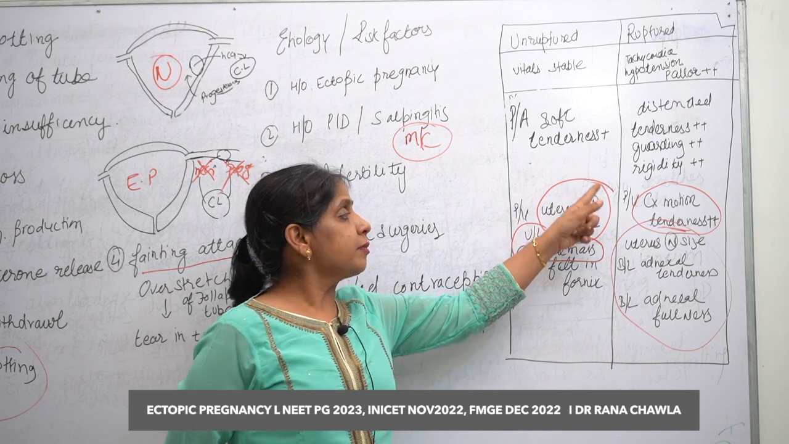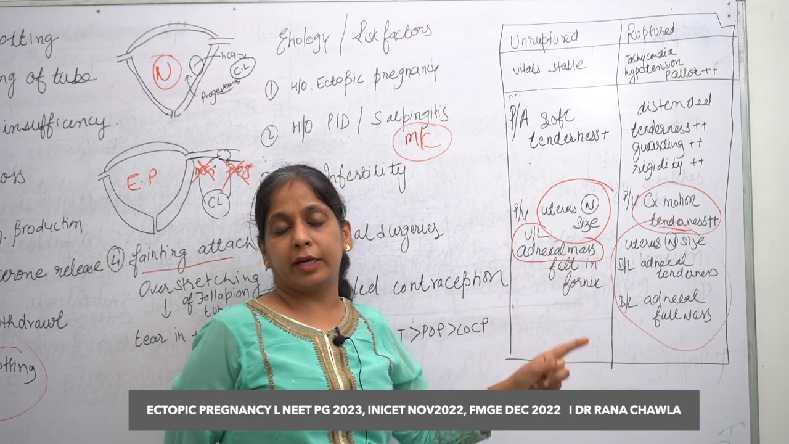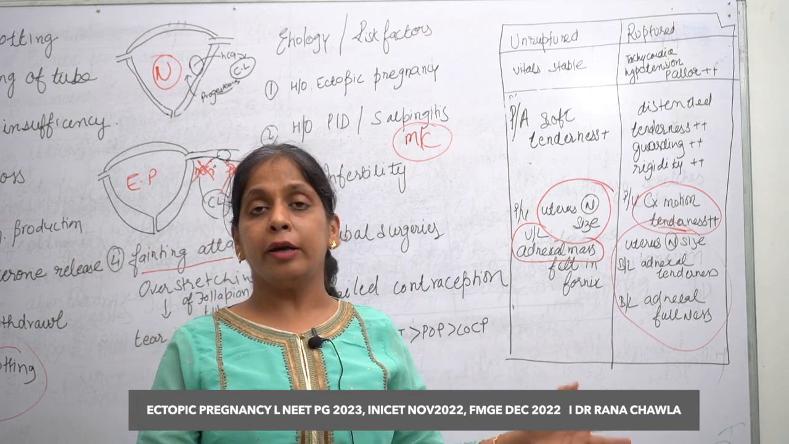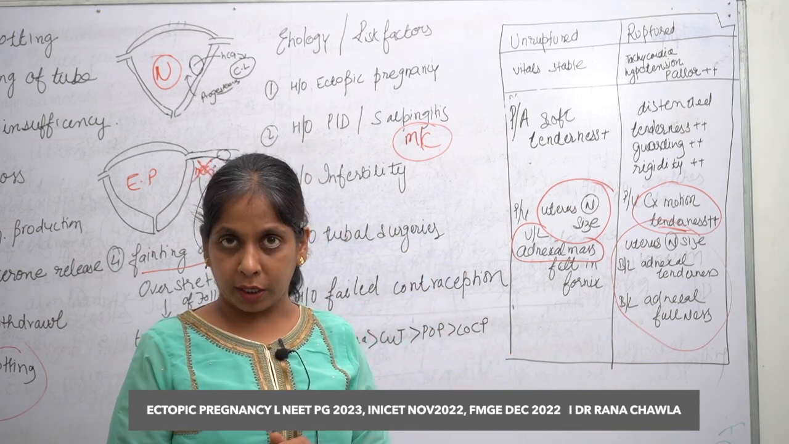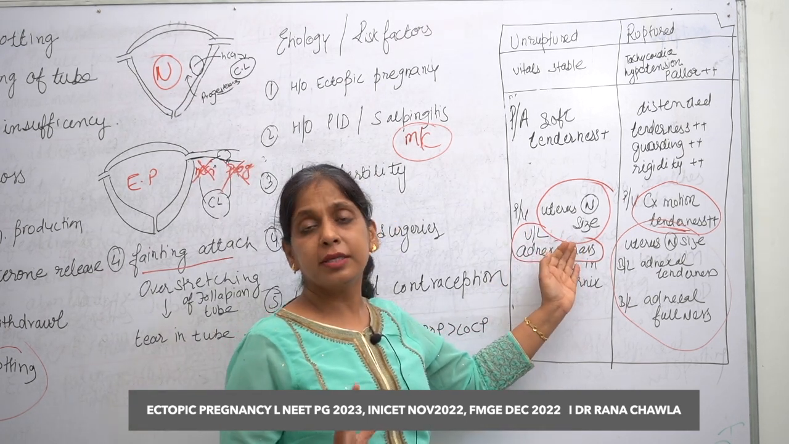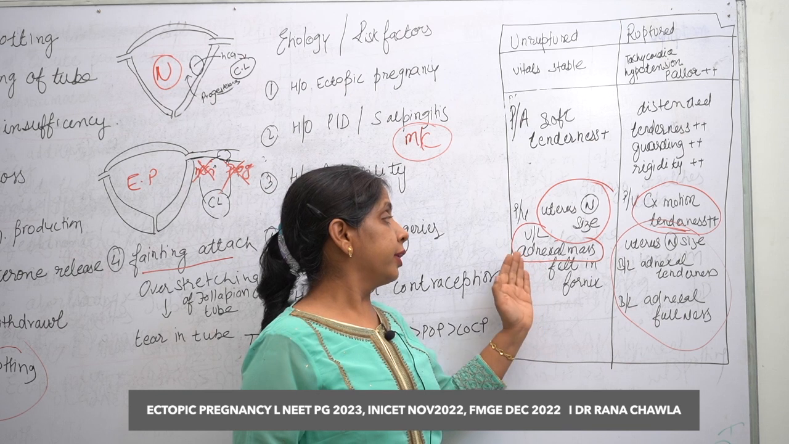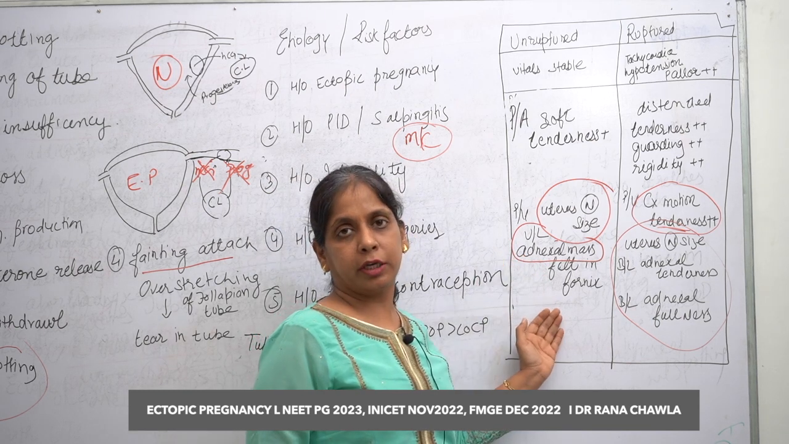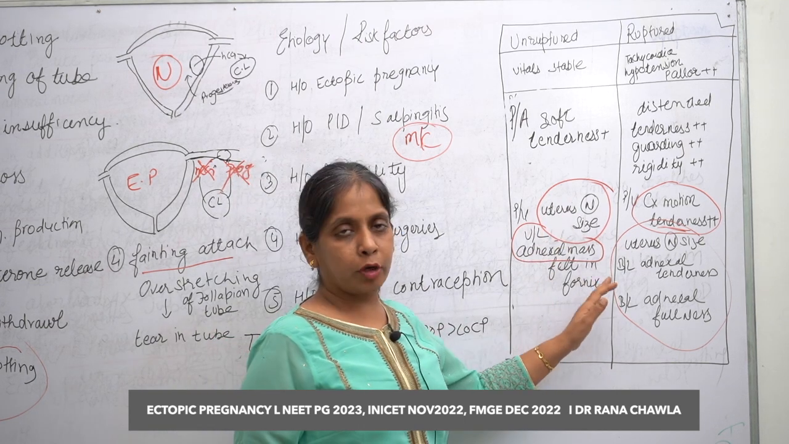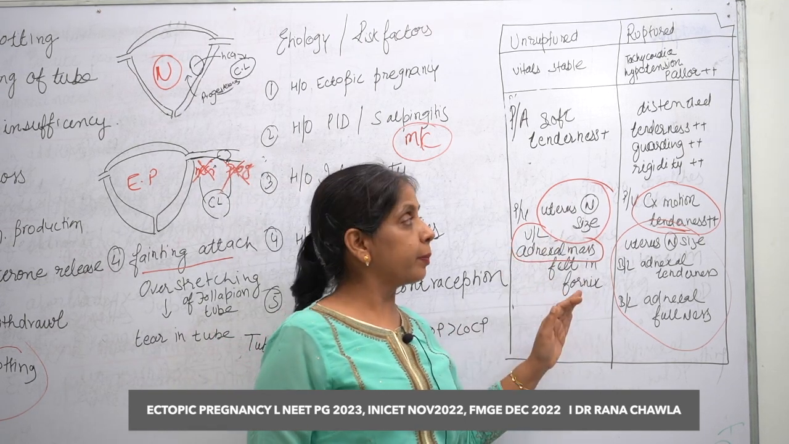Right? So this finding is a very important finding, and this differentiates that the patient is of ectopic and not of abortion. Okay, so this finding that the uterus is normal is a very significant finding, and there is an adnexal mass in the fornix. This says that this is not abortion and this is an ectopic pregnancy.